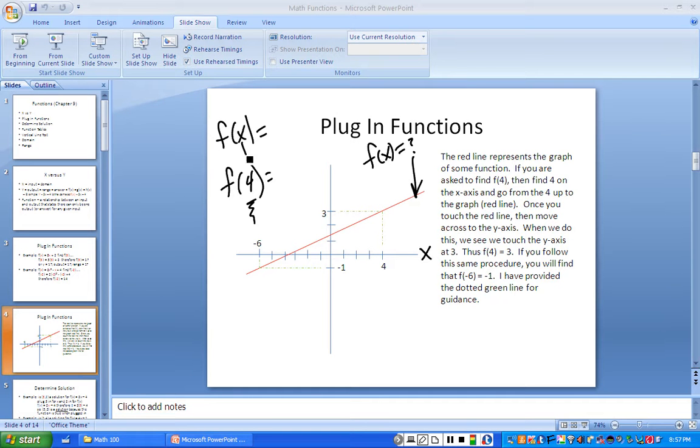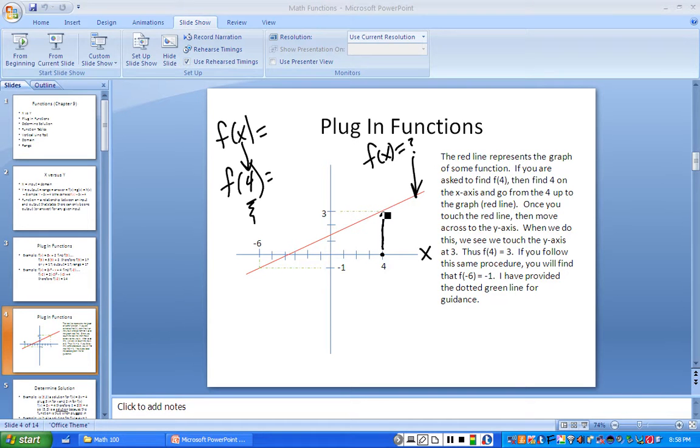So if x is 4, then all we do is go to 4 on the x-axis. Here it is. There's 4 on the x-axis. I want to know what is f of 4. Not 4, but f of 4. In other words, what is the output when I plug in 4? When I evaluate this red line, this function, at x equals 4, all I do is find 4 on the x-axis and go from that to the graph.